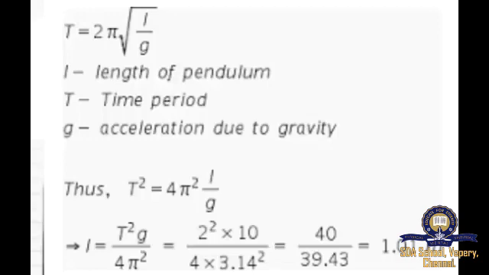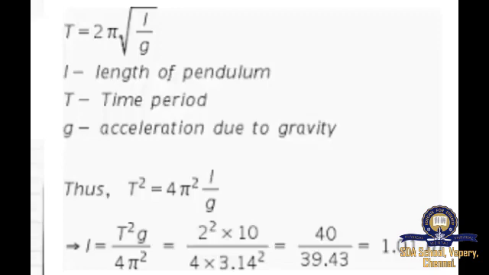Thus, if you square T, it becomes T square, and if you square 2 pi, it becomes 4 pi square, and if you square the square root of L by G, the square root will go off and you'll get L by G. Now, from this formula, you're going to write the formula for length. That is, L is equal to T square into G divided by 4 pi square. The value for T, that is, the time period for a seconds pendulum, is 2.